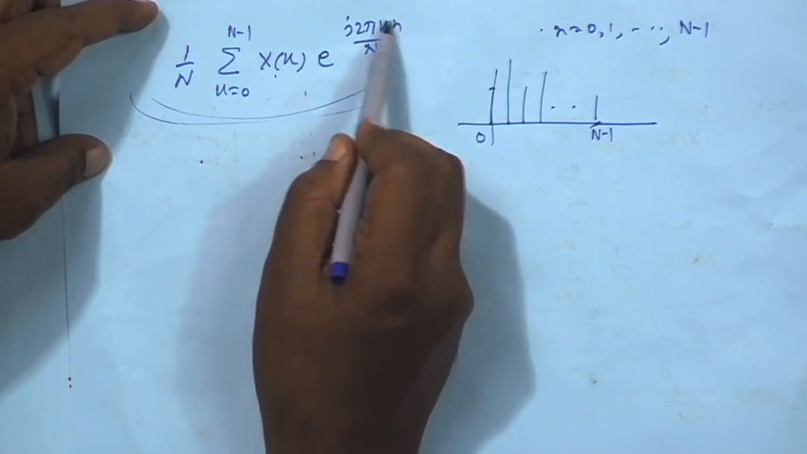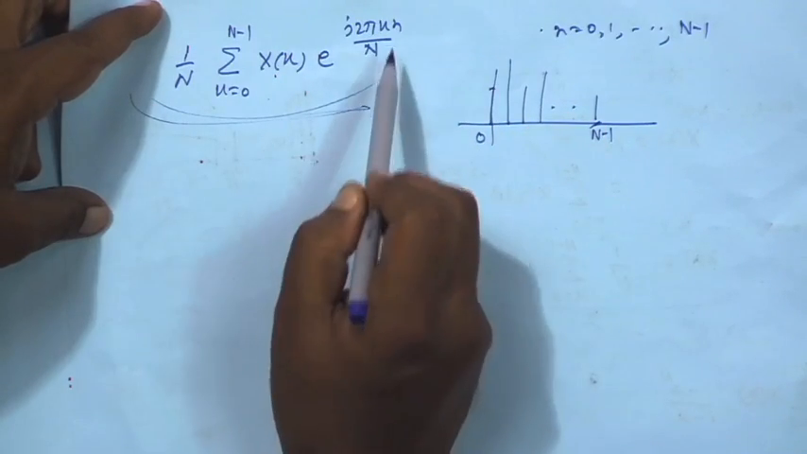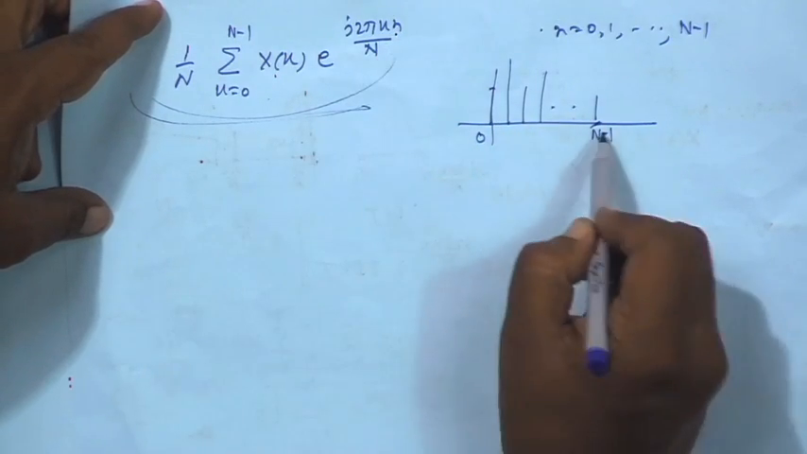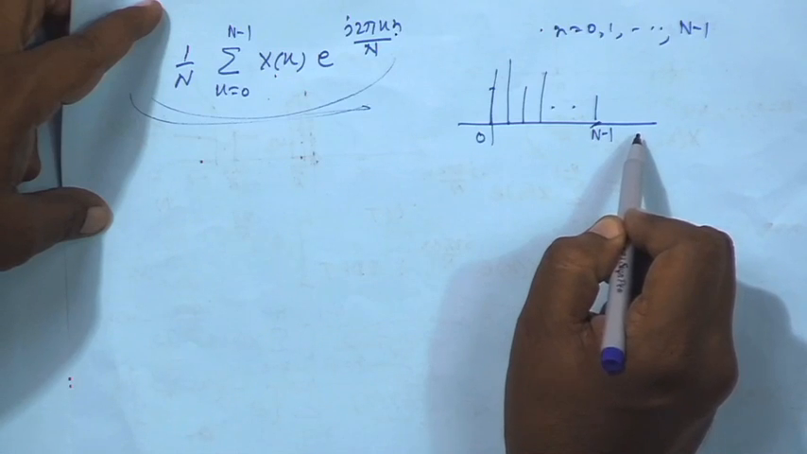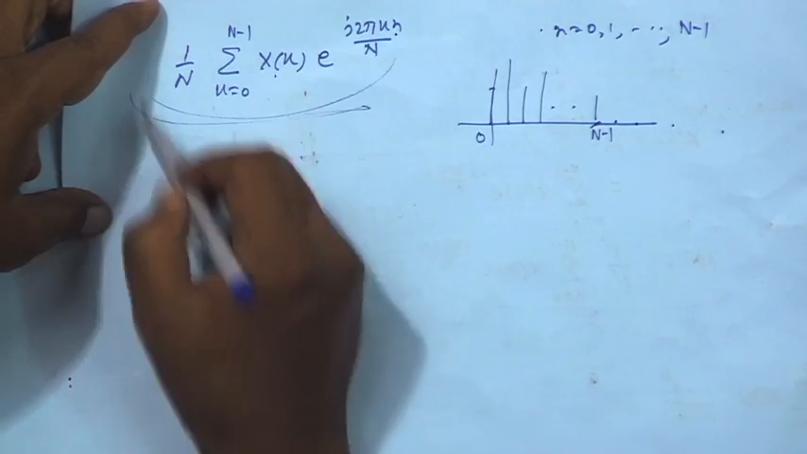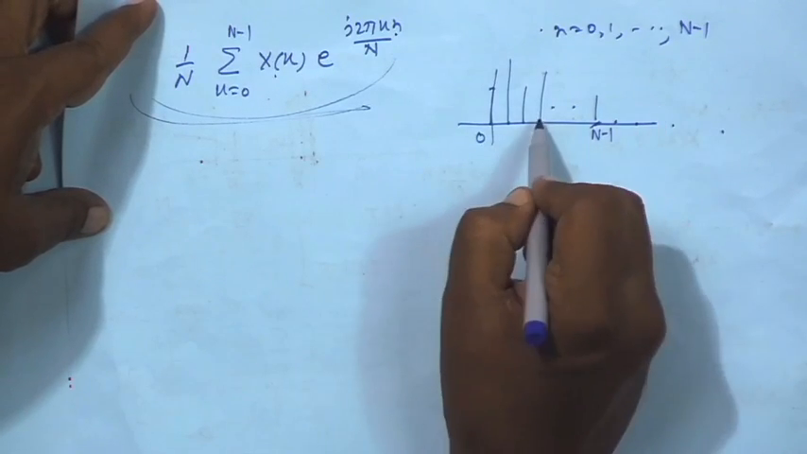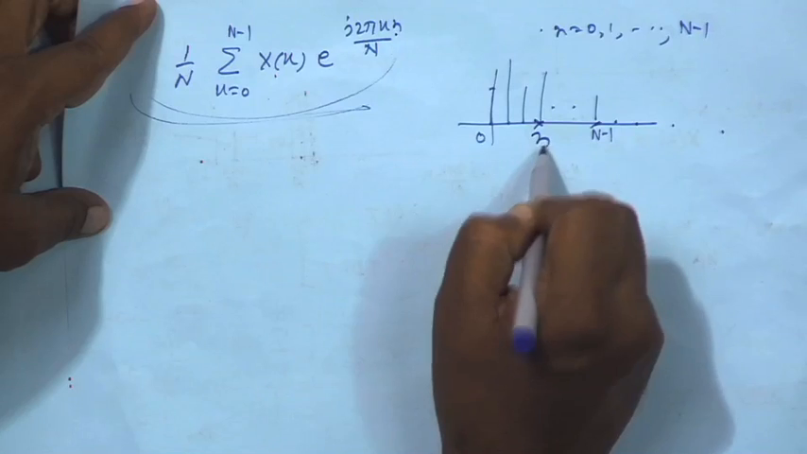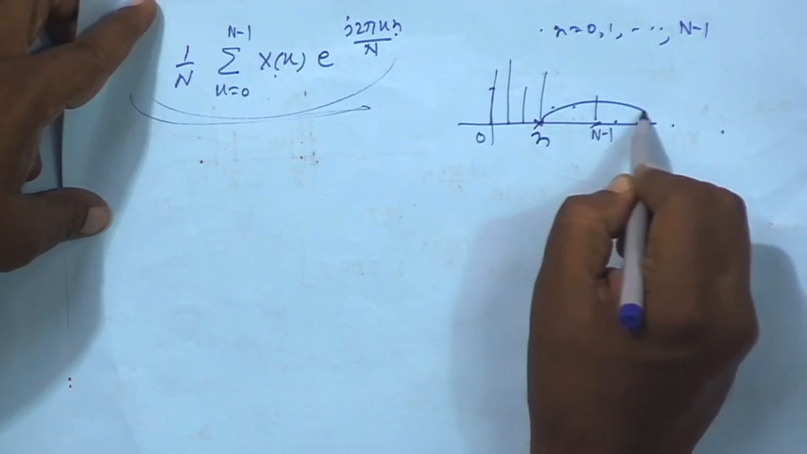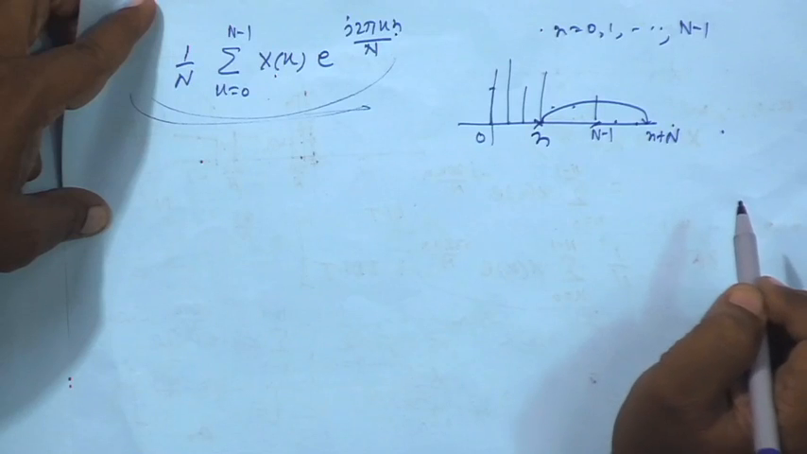But suppose, just for mathematical fun or as a game, in this formula I allow small n to go beyond this range, to take values capital N, n plus 1, n plus 2 and so on. Then what happens to this formula? Suppose the original n was here and you are going to the right to n plus capital N, what will happen?